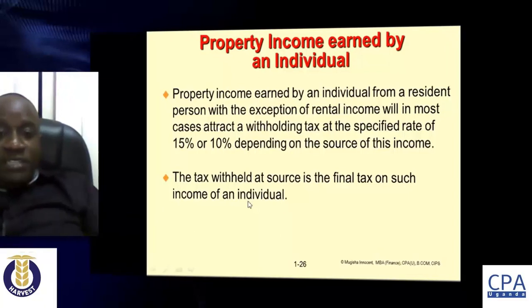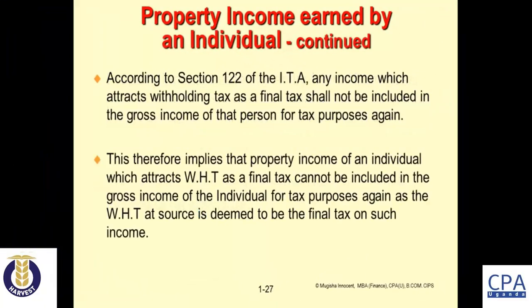Let's continue to our slide number 27. Slide number 27 continues with the taxation of property income earned by individuals by saying, in the first bullet, that according to section 122 of the Income Tax Act, any income which attracts withholding tax as the final tax shall not be included in the gross income of that person for tax purposes again. And then in bullet number 2, we are saying this therefore implies that property income of an individual which attracts withholding tax as the final tax cannot be included in the gross income of the individual for tax purposes again, as the withholding tax at source is deemed to be the final tax on such income.